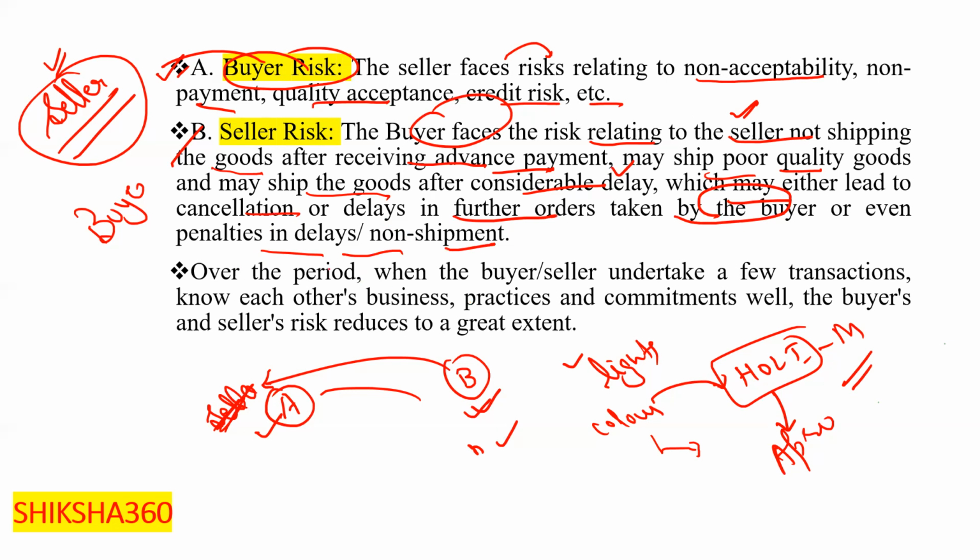Over the period, when the buyer and seller undertake a few transactions, like dealing with each other for the last 3 years, they know each other very well, including each other's business practices and commitments. In that case, the buyer and seller risk reduces to a great extent because they know each other very well. Hope it is clear to all of you.